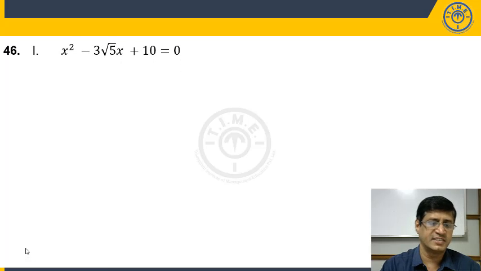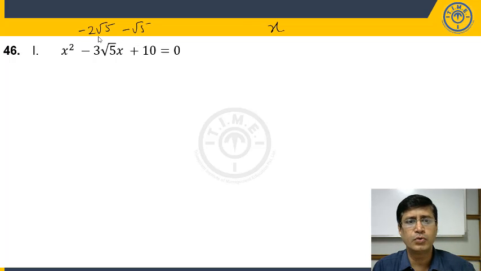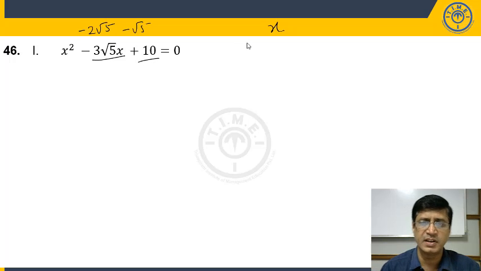Now look at the first example. What are the roots of this quadratic equation? The roots are minus 2 root 5 and minus root 5. Root 5 into root 5 is equal to 5, and 5 into 2 is equal to 10. Minus into minus is plus, so it satisfies the middle term as well as the product of the terms.